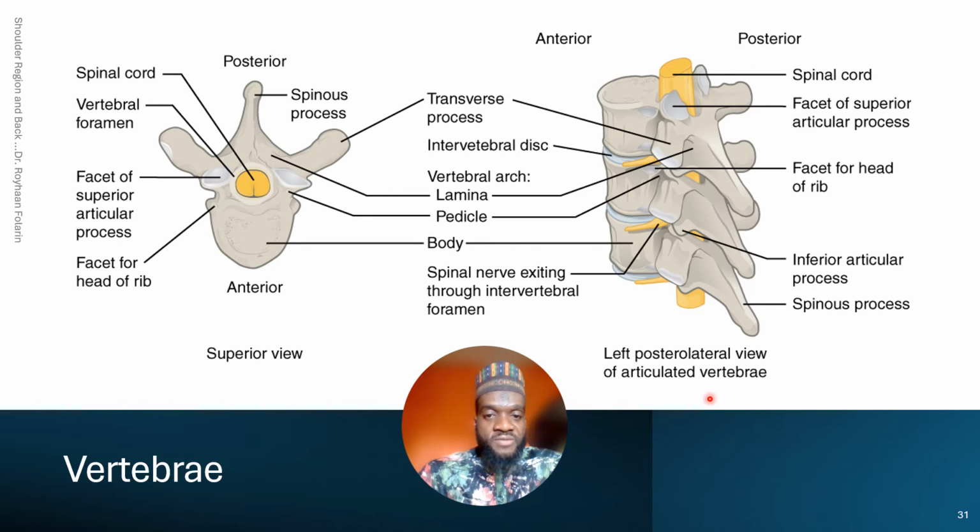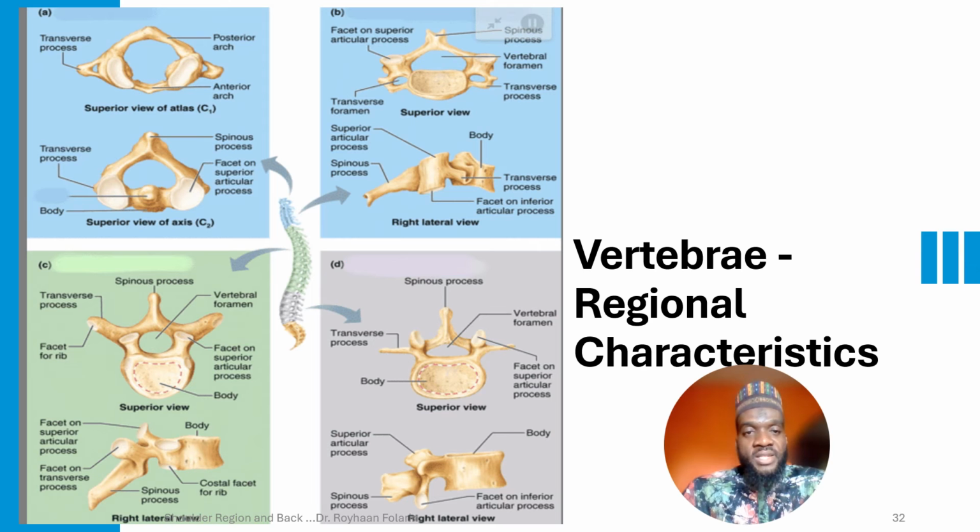So here is the left posterolateral view of articulated vertebrae. The vertebrae in each of the five regions have peculiarities which make them stand out anatomically. So here are cervical vertebrae, for example, and here are thoracic vertebrae, and you have lumbar vertebrae around here, and then the sacral vertebrae around here. Pardon me, here are the cervical vertebrae. Particularly the atlas and the axis are here. And then the rest of the cervical vertebrae, you find them here.